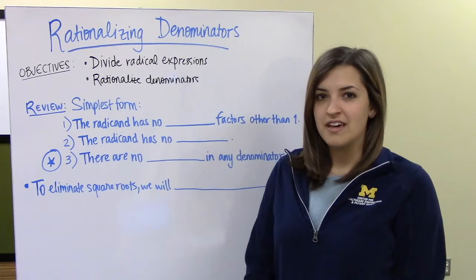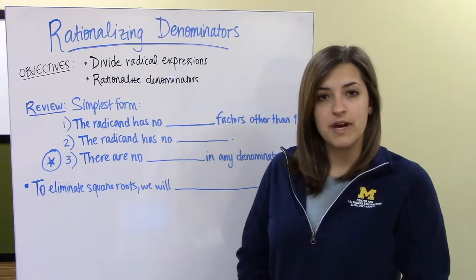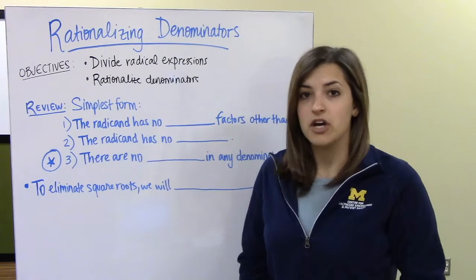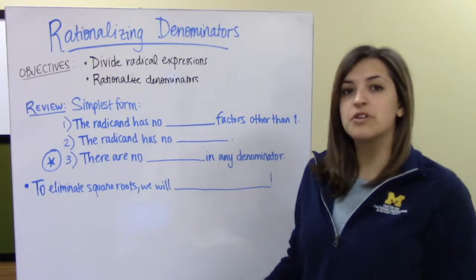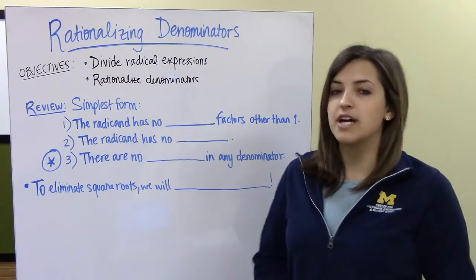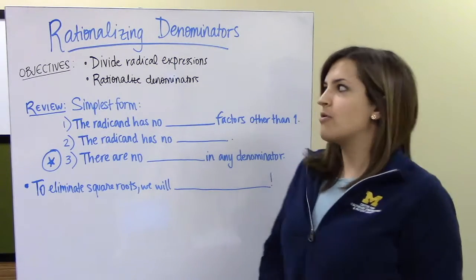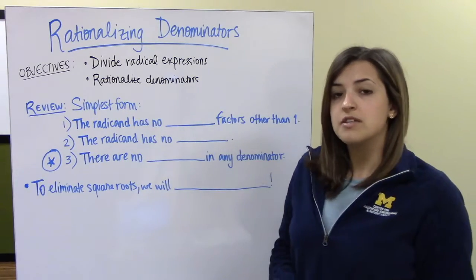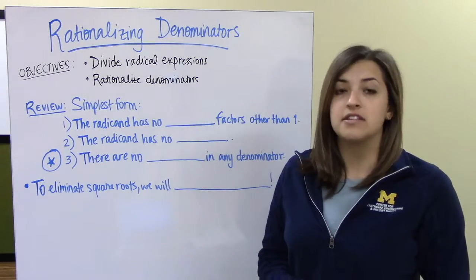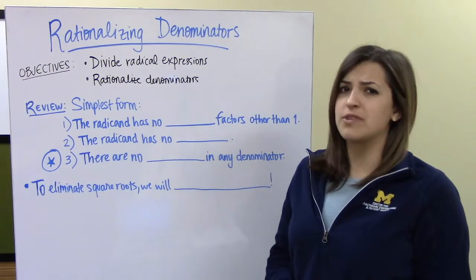Hi everyone. Remember last time we talked about multiplying radical expressions? Today we're going to talk about dividing radical expressions. But our main focus for today is going to be to do something called rationalizing the denominator. So when we divide radical expressions, which is one of our objectives today, sometimes we have to rationalize the denominator. And let's look at what that actually is.